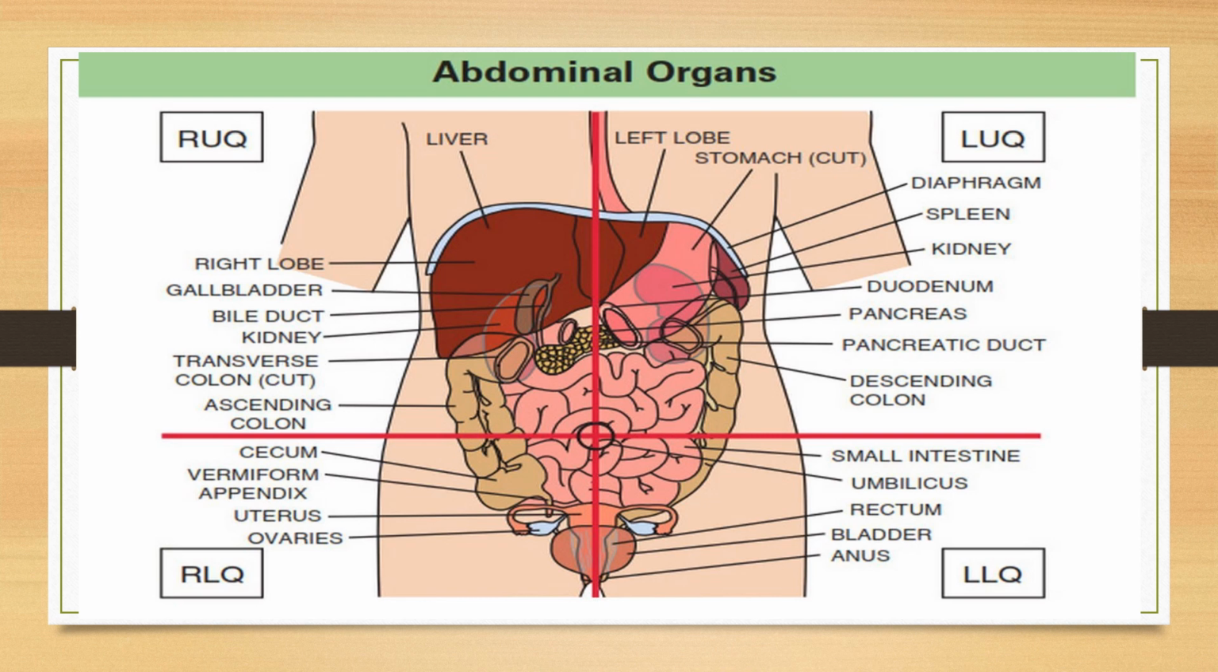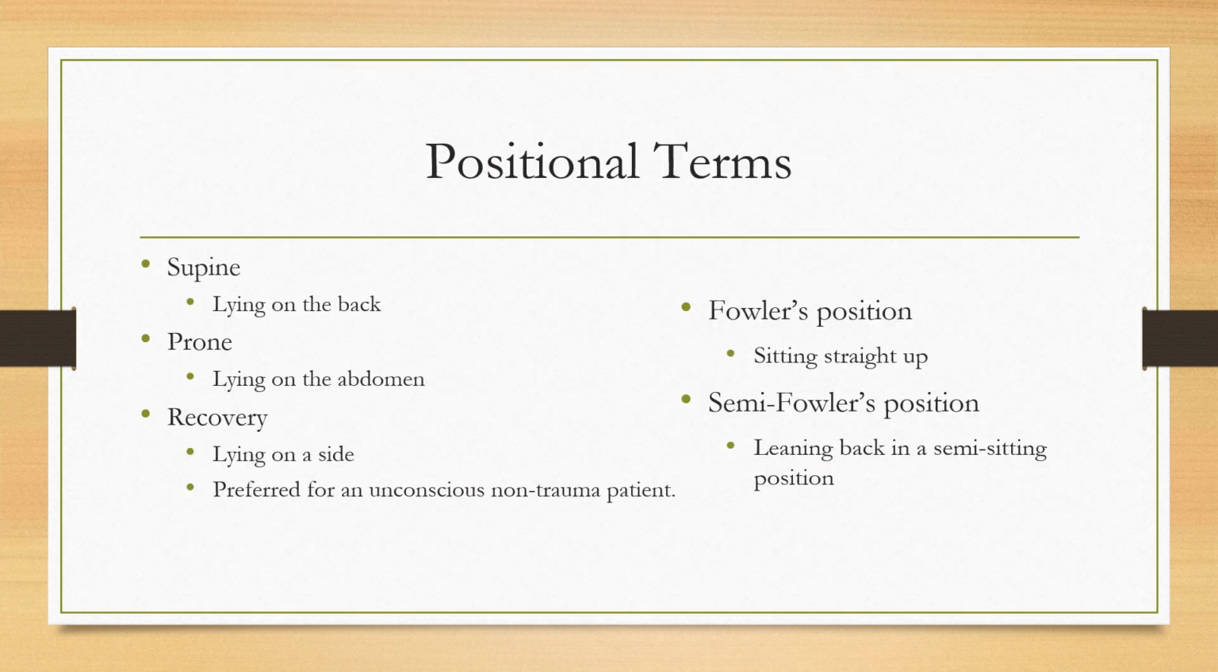So if you're looking straight at somebody, their right is going to be your left, and their left is going to be your right. So keep that in mind. So your positional terms. If someone is lying supine, you will see this very frequently with National Registry, and we still use this in the field. If they are supine, they're lying on their back. I always think of supination as like holding soup, so you want it upright, correct?